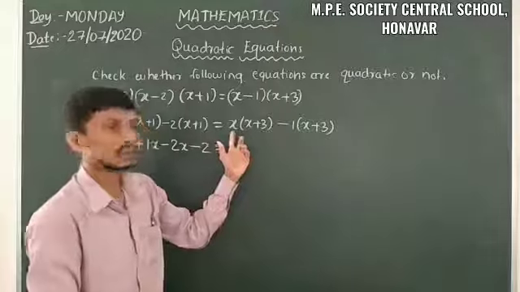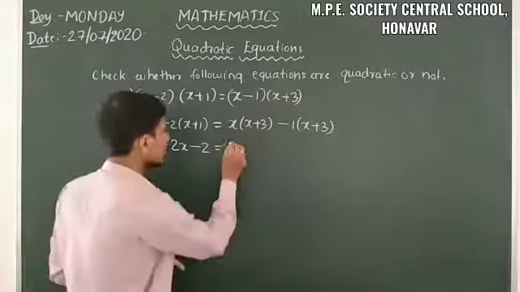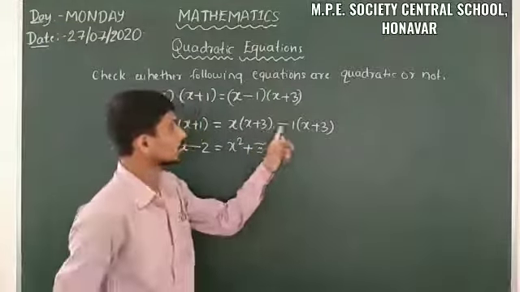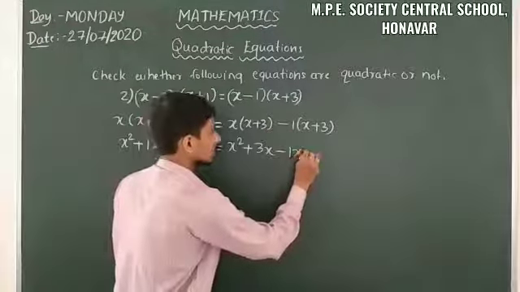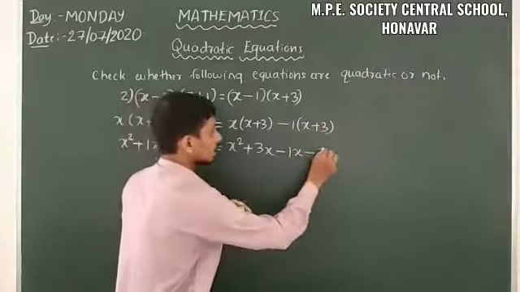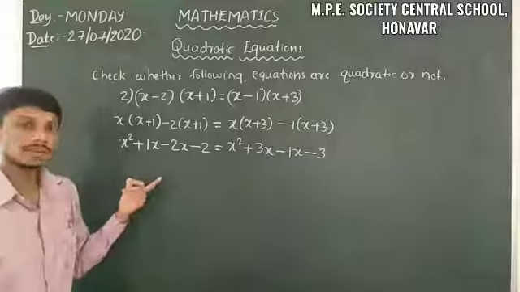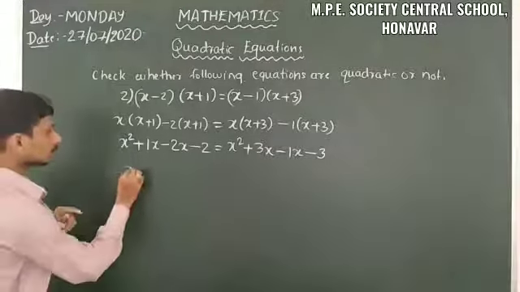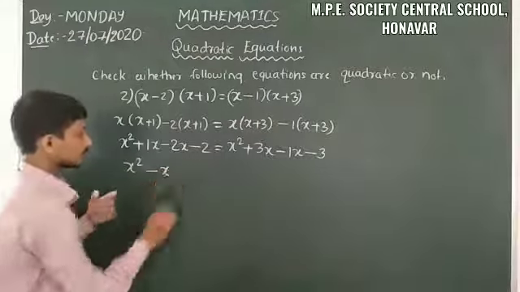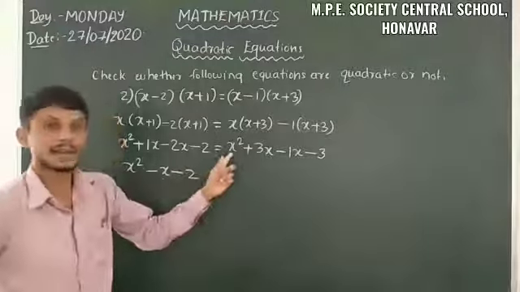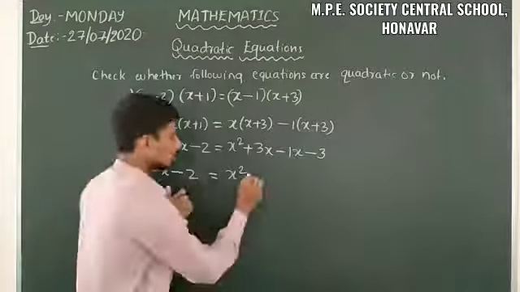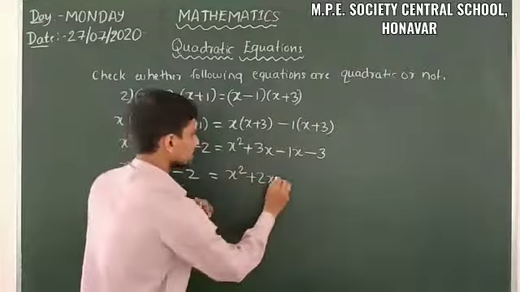So again I will take here plus x into plus x square, plus 3 into x, 3x, minus 1 into x, minus 1x, minus of plus, minus 1 into 3 here. So likewise we have to take x square plus 1x minus 2x, that means minus x, then minus 2, is equal to x square plus 3x minus 1x, it is 2x, minus 3.